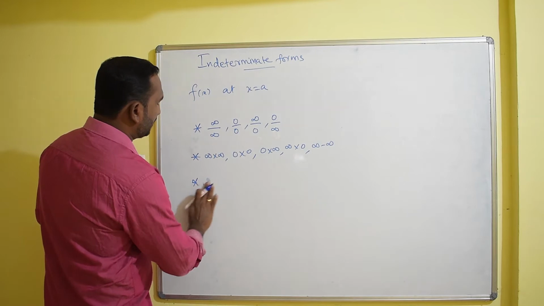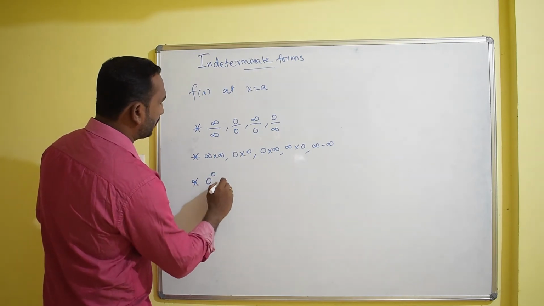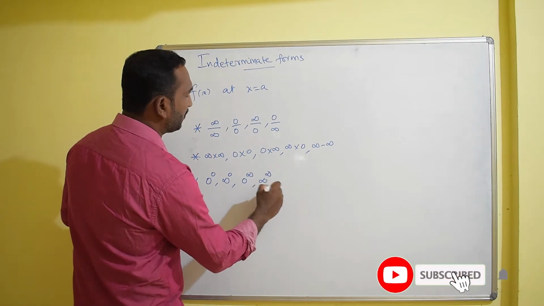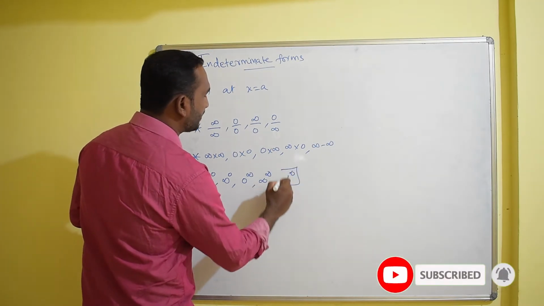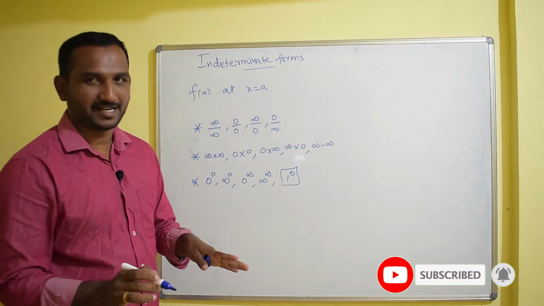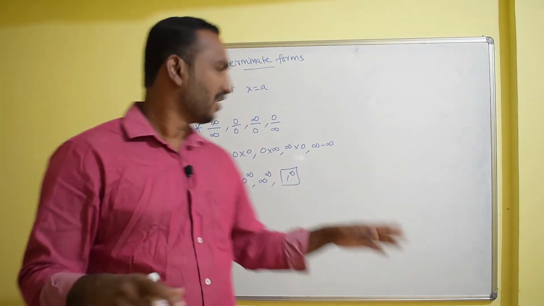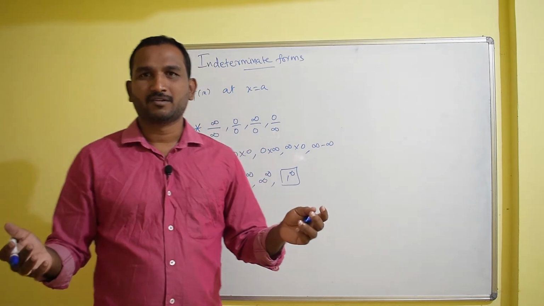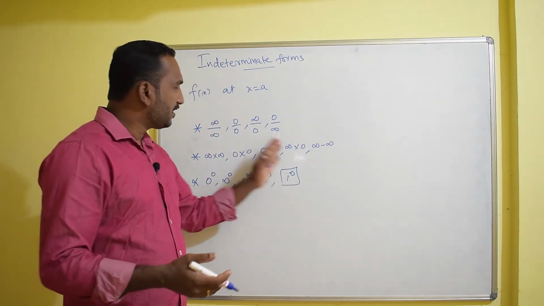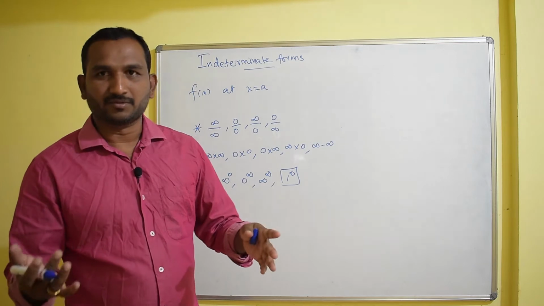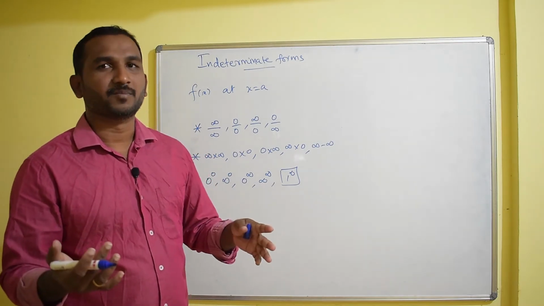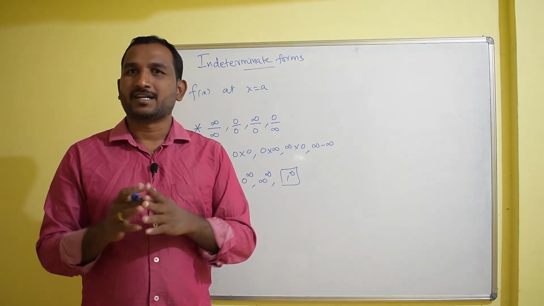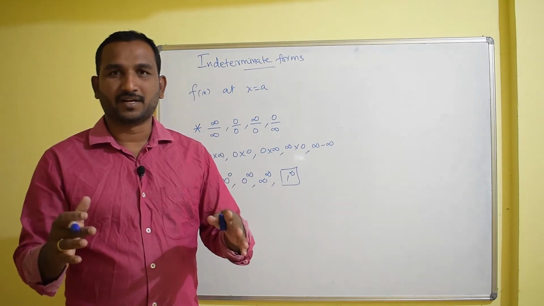One, it is 0 power 0, infinity power 0, 0 power infinity, or infinity power infinity, and one special case. We are not supposed to say this is a special case, but people may think: 1 power infinity, how can you say that it is an indeterminate form? That means it should not give any finite value. So that is called the indeterminate form. So what will it give exactly? We cannot say that this is the value for such a function.